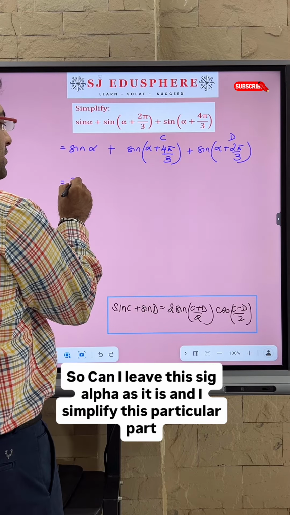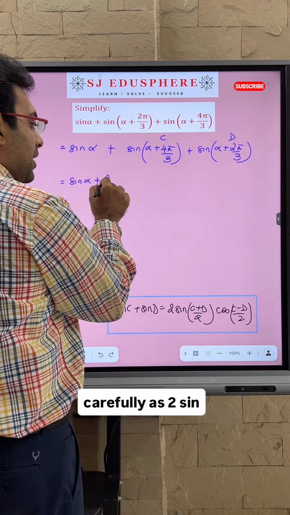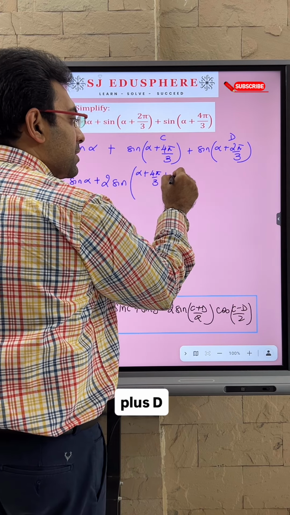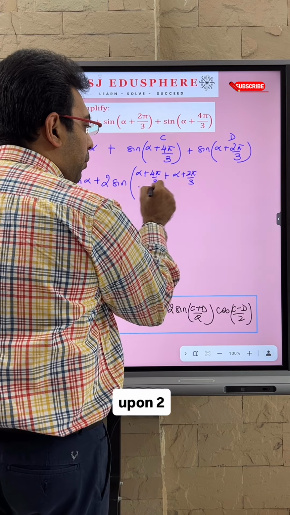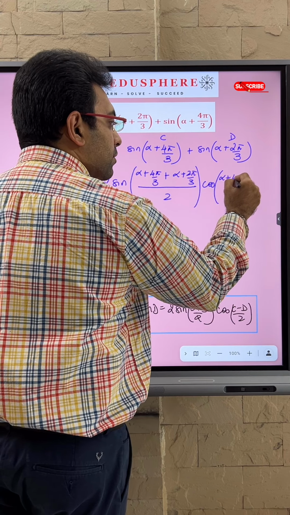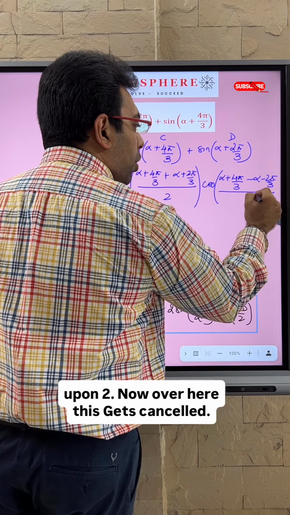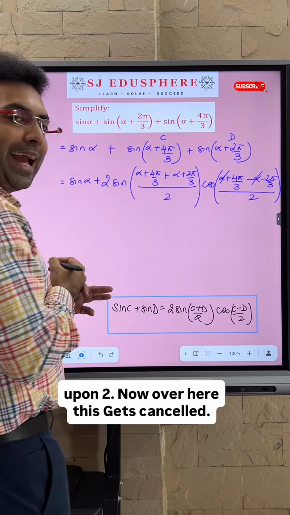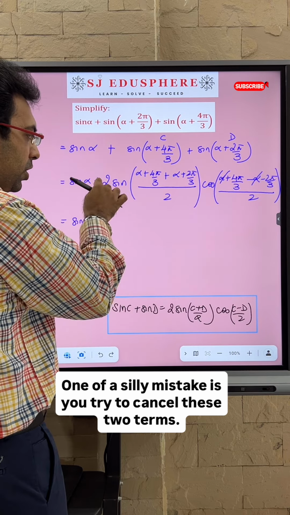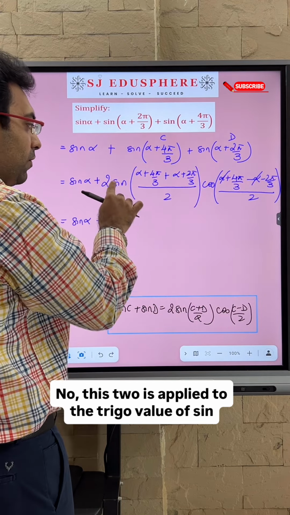So, can I leave this sine alpha as it is and simplify this particular part carefully as 2 sine C plus D upon 2 and cos C, be careful with the sign, minus D upon 2. Now over here this gets cancelled. Now be careful with the calculation. One silly mistake is you try to cancel these two terms. No, this 2 is applied to the trigo value of sine.